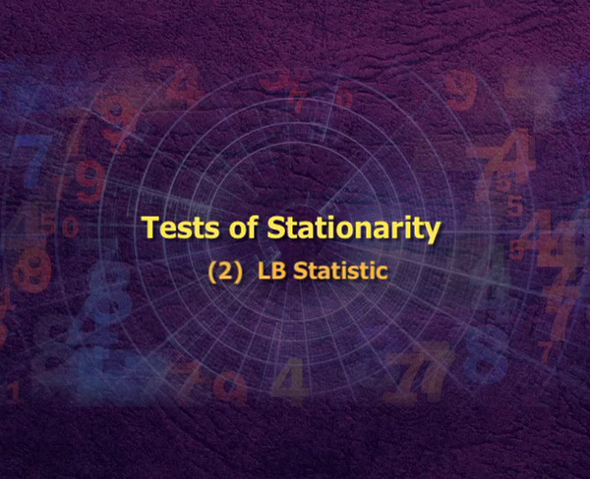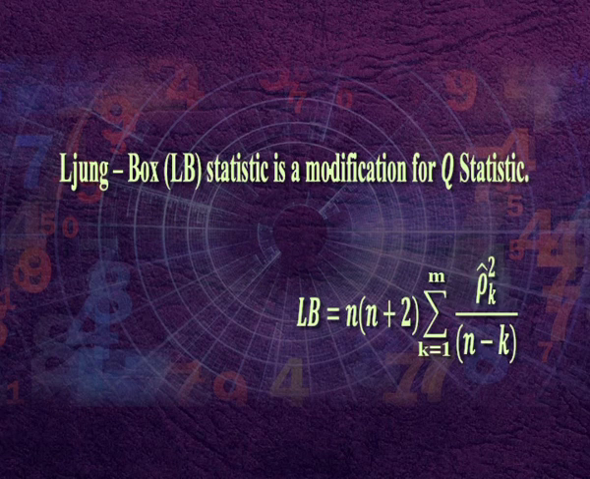Number 2, the LB statistic. Ljung-Box, that is the LB statistic, is a modification of the Q statistic. LB equal to n times (n plus 2) times the summation over k from 1 up to m of rho_k hat squared divided by (n minus k). It has a chi-square distribution with m degrees of freedom, and hence we apply the chi-square test as usual. This test is more powerful than the above Q test.